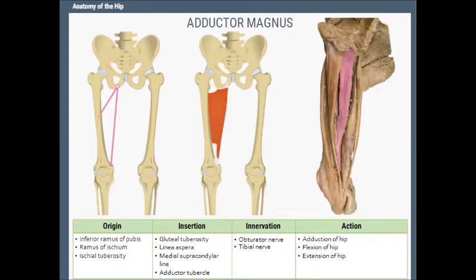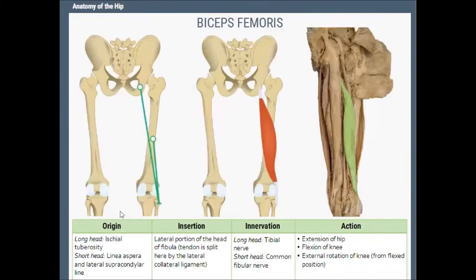Next comes biceps femoris. The long head is coming from the ischial tuberosity, and the short head will be from the linea aspera and lateral supracondylar line. Insertion will be on the lateral portion of the head of the fibula. Remember, lateral portion of the head of the fibula. The tendon is split here by the lateral collateral ligament. Innervation: the long head will be from the tibial nerve and the short head will be from the common fibular nerve. Action will be extension of the hip, flexion of the knee, and external rotation of the knee. All these things you have to make into tables compartment-wise.